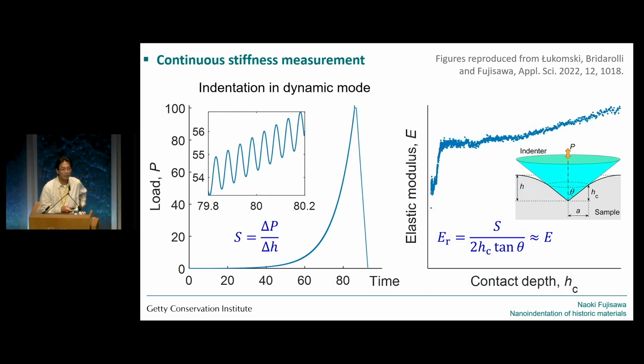And nanoindentation can be operated in dynamic mode, by superimposing a small amplitude oscillation on the gradually increasing load. And this gives us an opportunity to monitor the stiffness continuously throughout the loading process. And this feature is quite useful when you don't know whether you're testing a homogeneous system. In this case, we are looking at a change in elastic modulus as a function of depth.